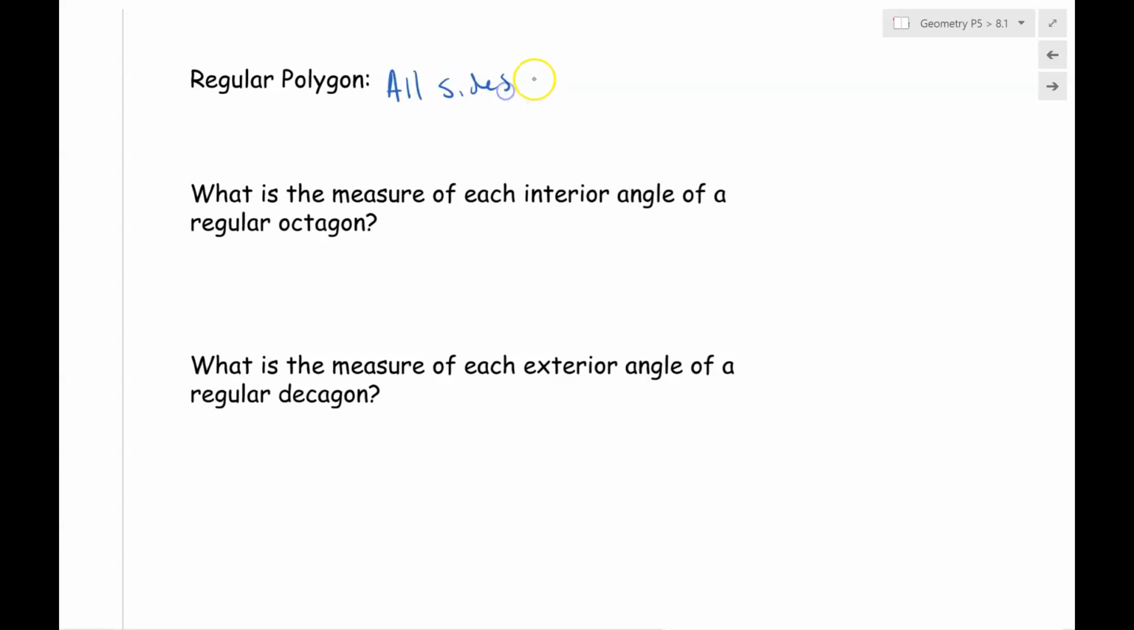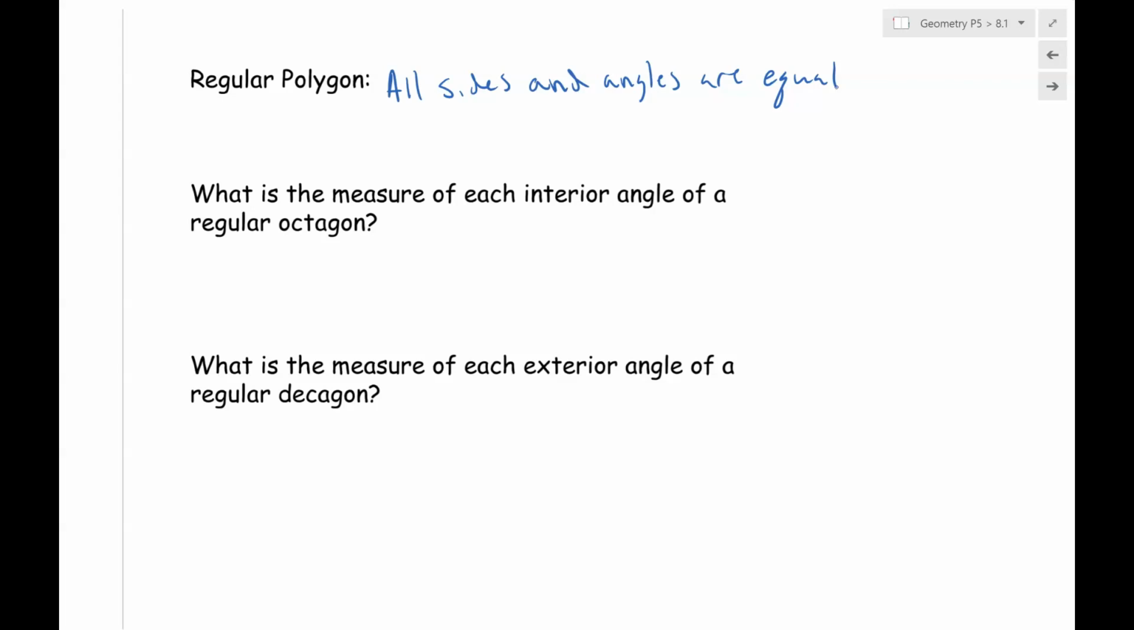So a regular polygon, remember, is all sides and angles are equal. Really what we care about are the angles. Okay, so what is the measure of each interior angle of a regular octagon? Actually, a regular octagon, you're familiar with that, it's a stop sign. So what it's asking is, what is every angle in that stop sign going to be equal to?